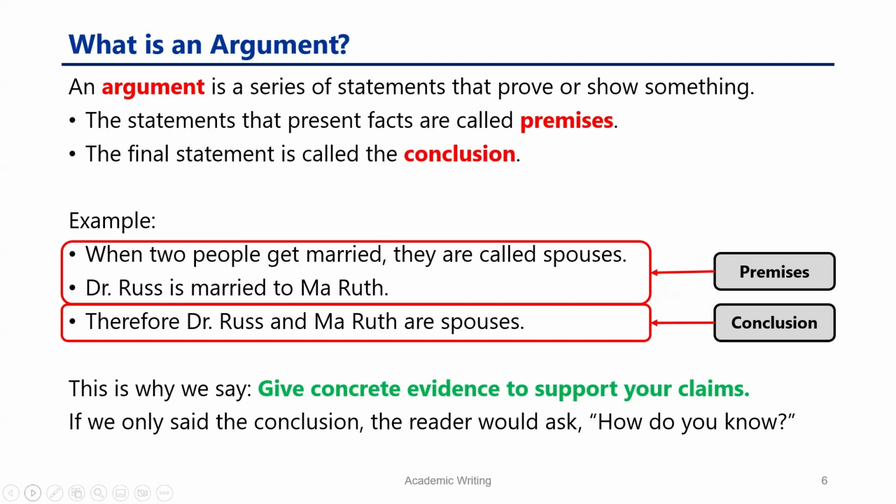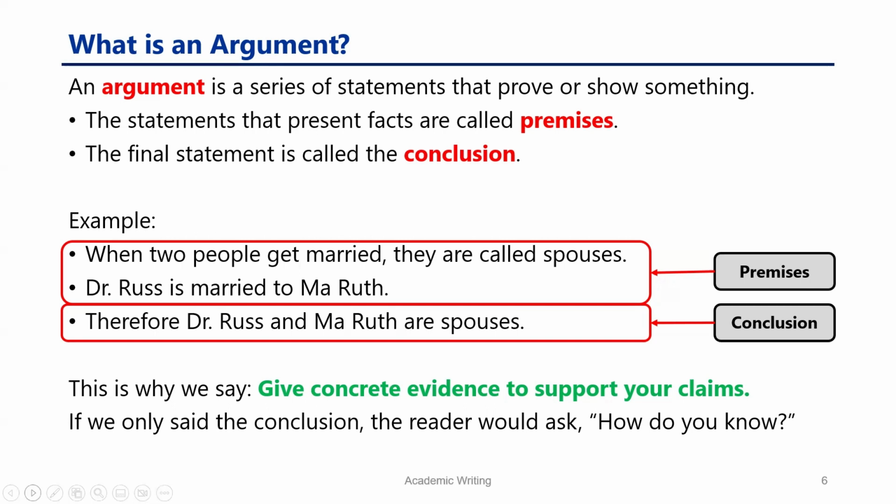The two premises, the things we present as facts, are: when two people get married, they are called spouses, and Dr. Russ is married to Ma Ruth. The conclusion, the thing that we infer from the premises, is: therefore, Dr. Russ and Ma Ruth are spouses. So you don't have to remember that these things are called premises and conclusions, but you do need to remember that an argument has a structure to it, a logic to it. You say various things leading up to a conclusion.